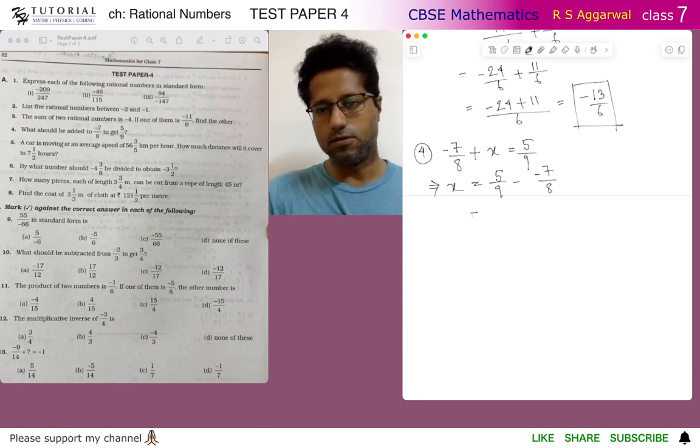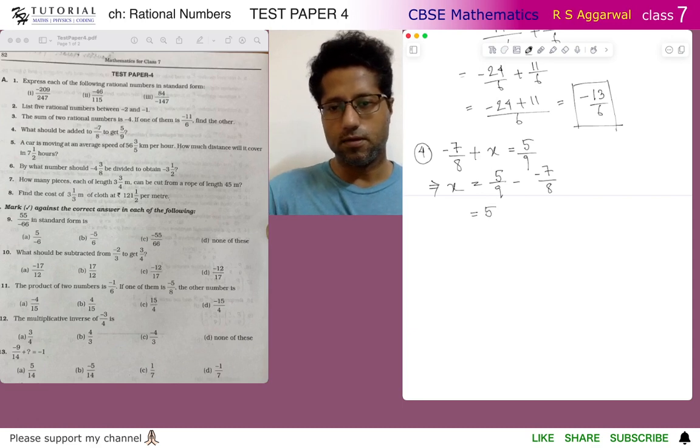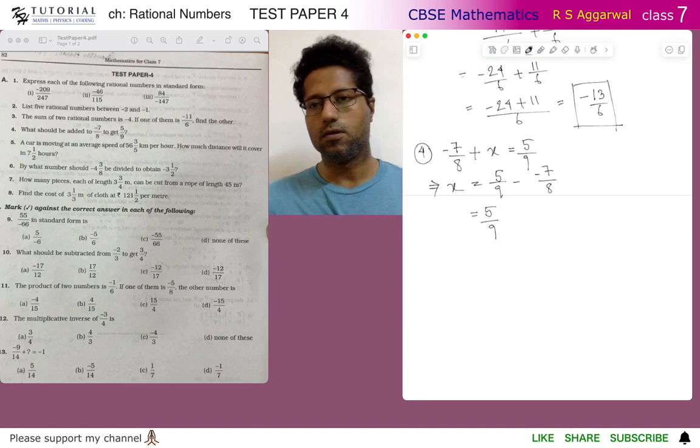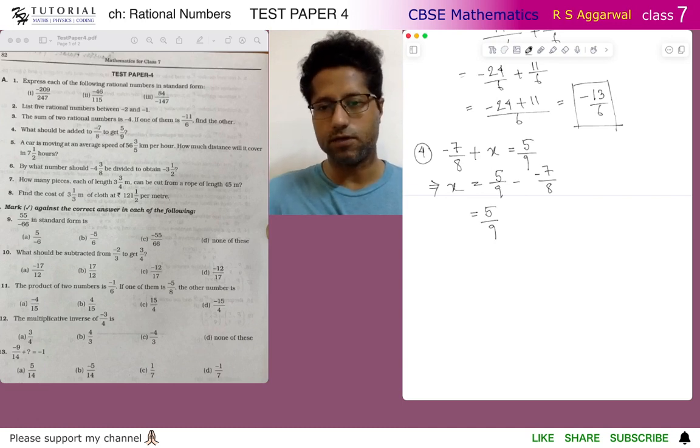So again this is a subtraction of two rational numbers. So we know that subtraction of a rational number is equivalent to addition of the additive inverse of that rational number. So when we are subtracting minus 7 by 8 means adding the additive inverse of minus 7 by 8, that is 7 by 8. Now we have to add these two rational numbers.